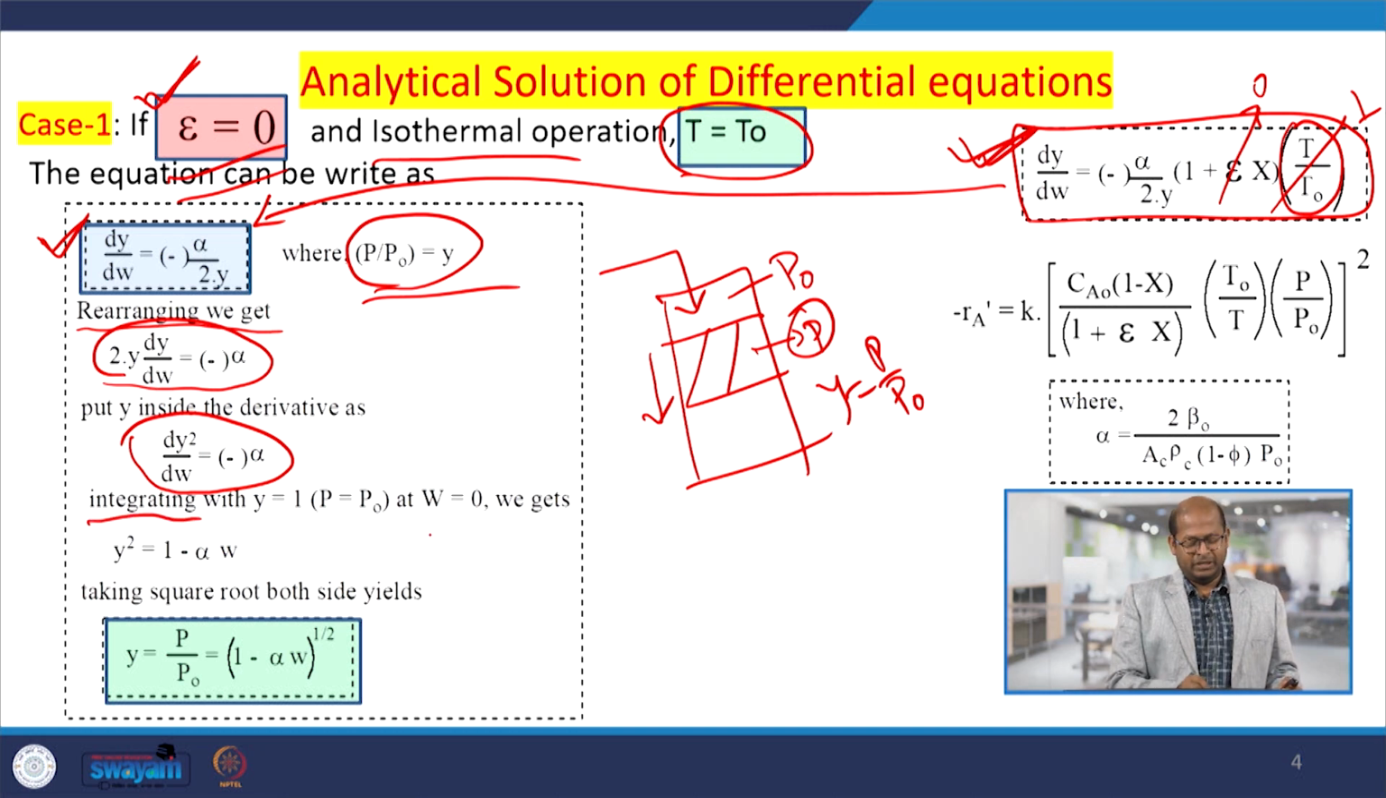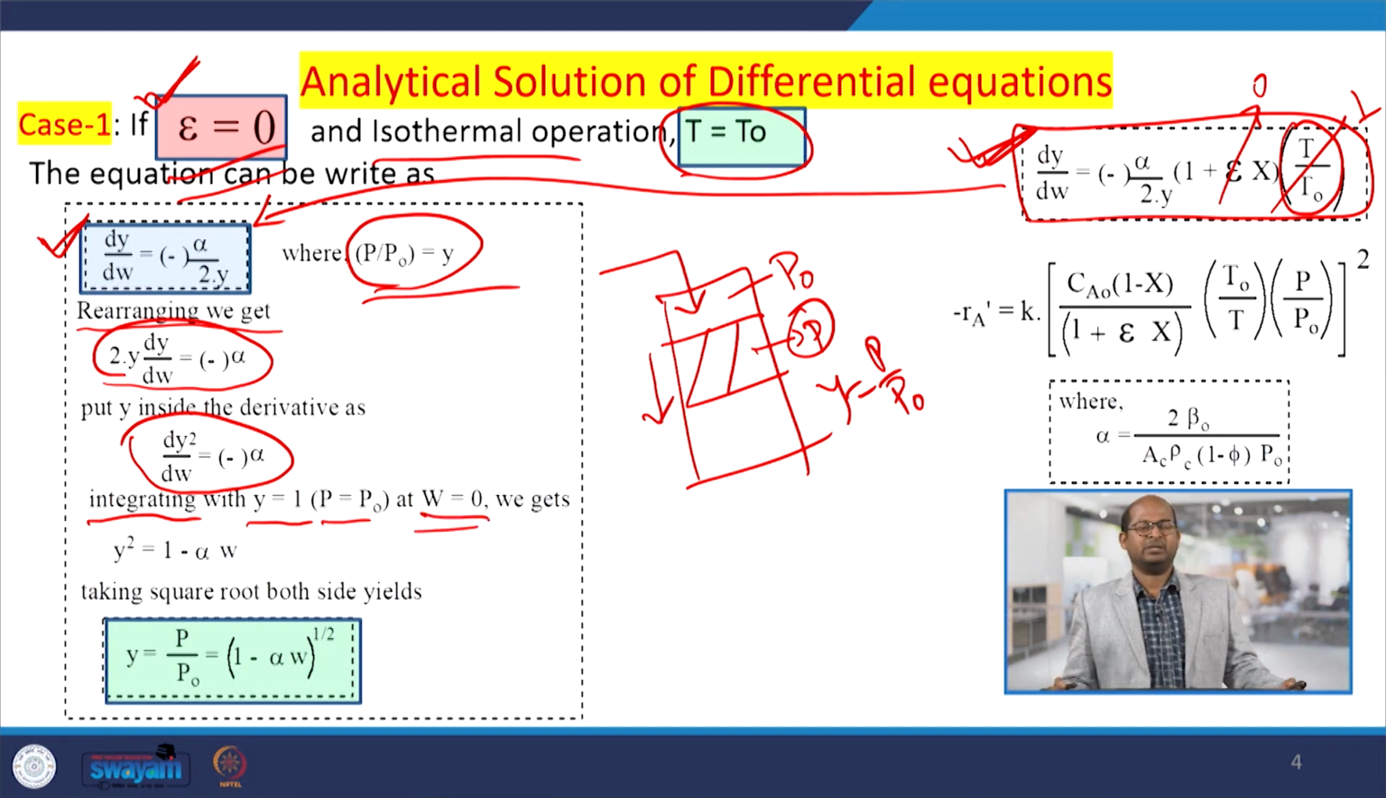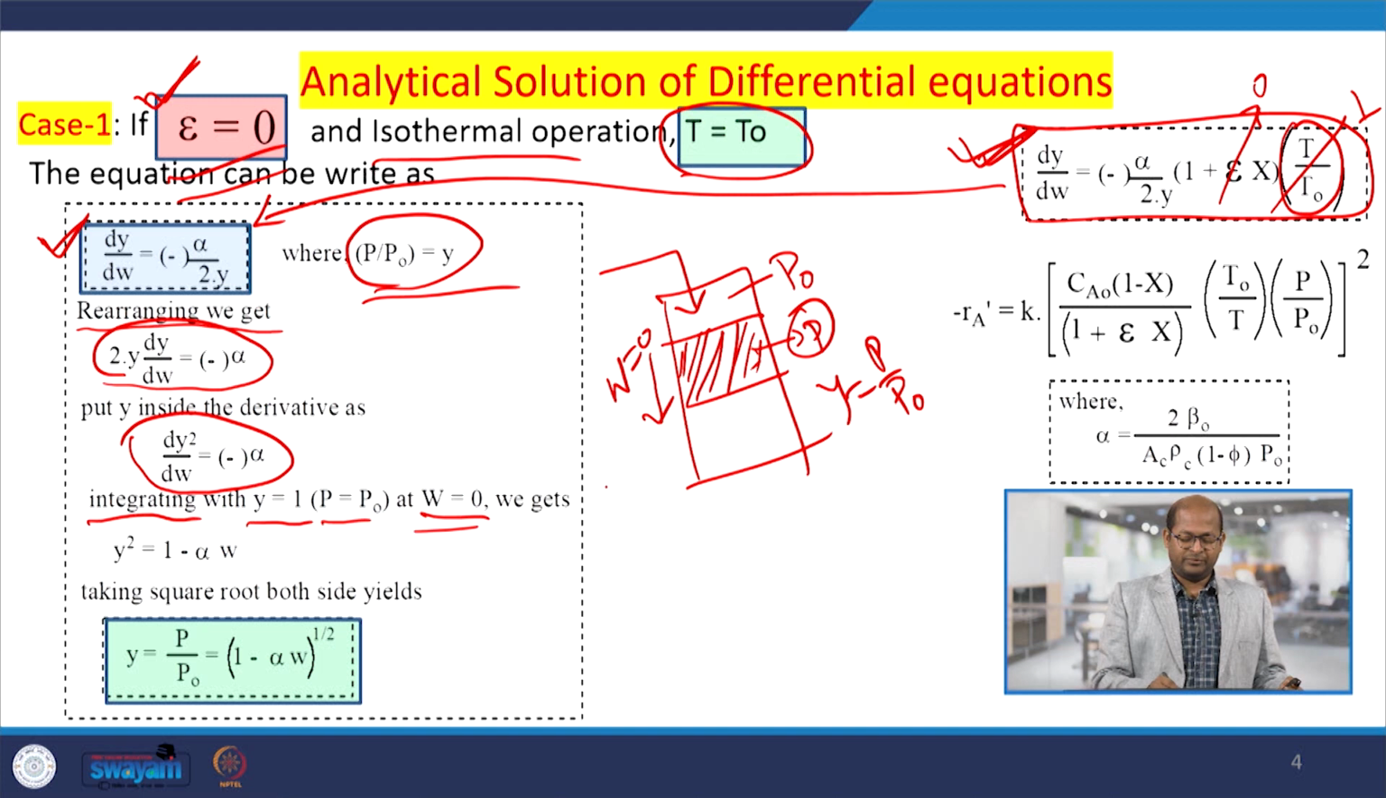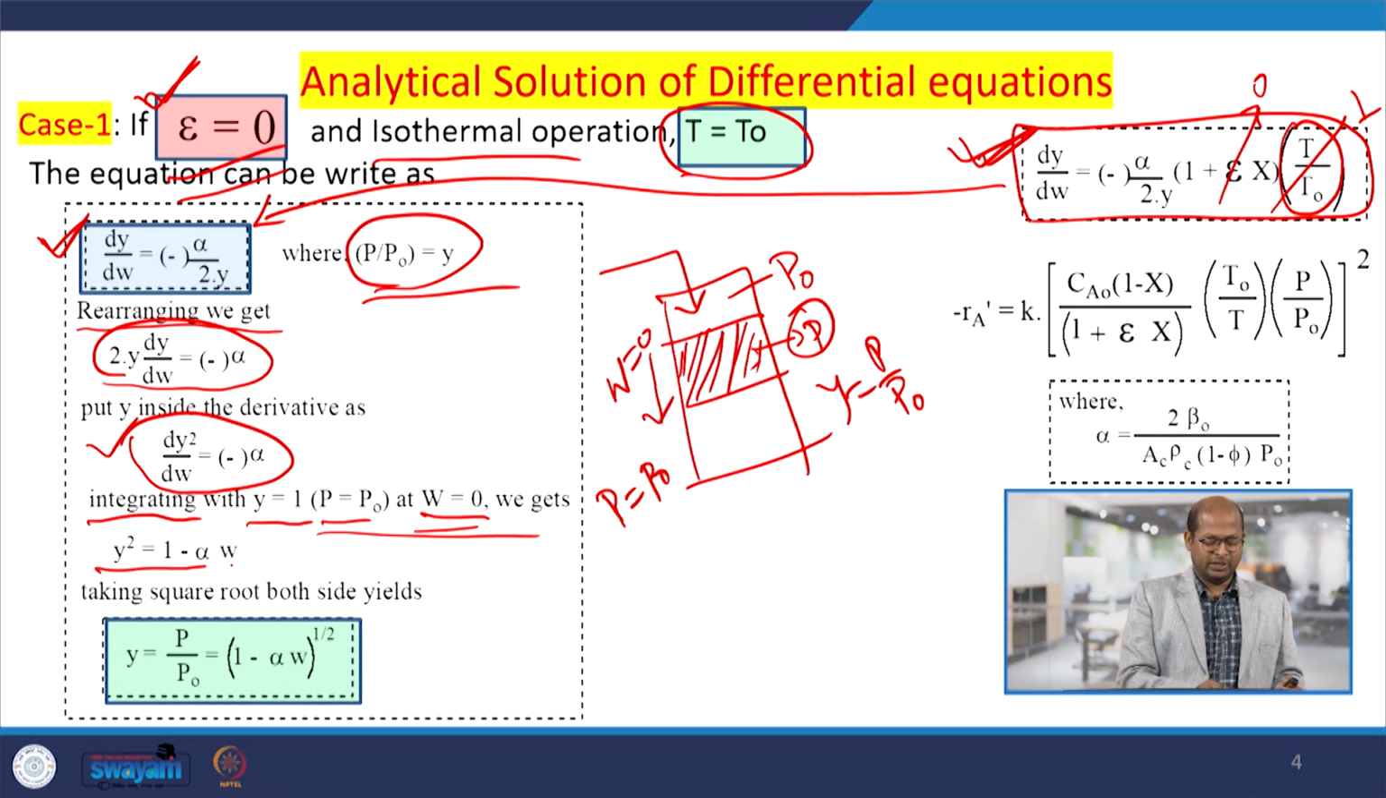Okay. So, if we integrate these equations by considering y equals 1, that is P equals P naught. If there is no pressure change when the weight of the catalyst equals 0, that is, if we do not put any catalyst inside, then there is no pressure drop. So P equals P naught would be there. Under these conditions, if we integrate this equation, we will get this.